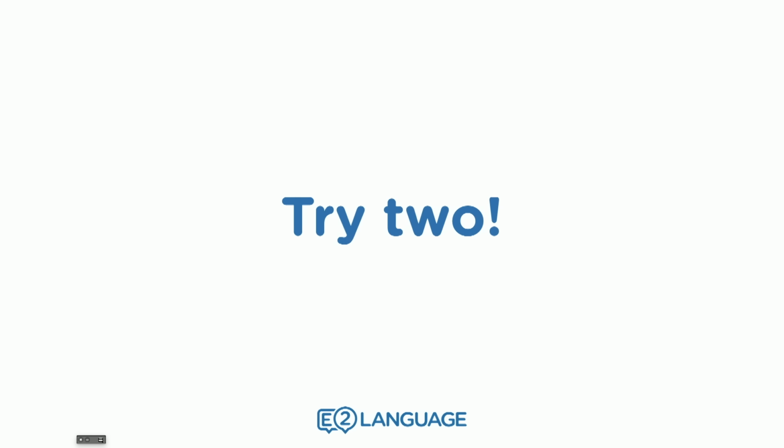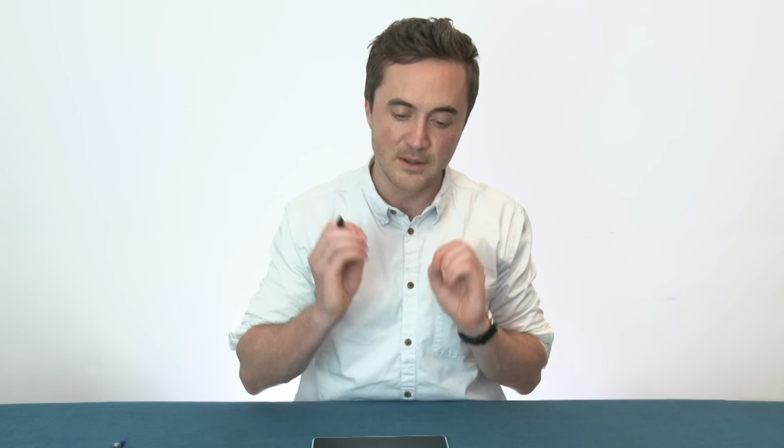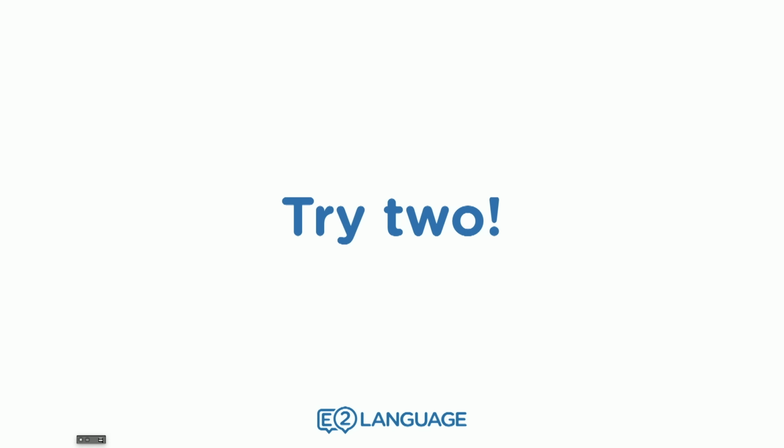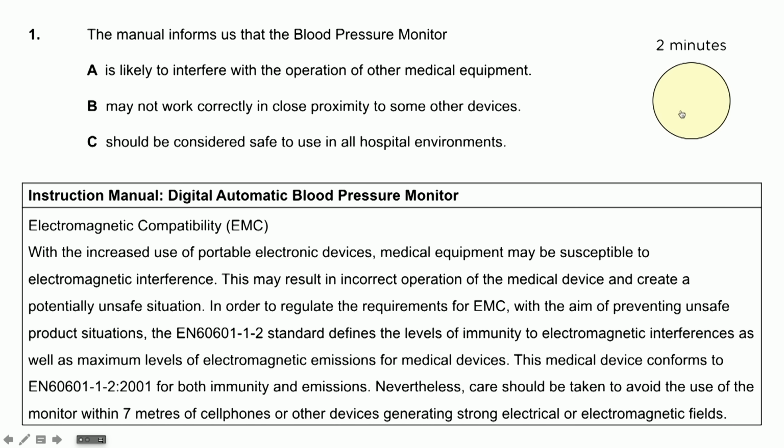I want you to get a feel for how complex and challenging this actually is, because it looks simple, it's very straightforward, but the reading that you have to do is quite intense, okay? So I want you to try 2 by yourself, then I'm going to show you a method and we're going to do 6. So I'm going to put you under a bit of pressure here. You've got 2 minutes to do this one here.